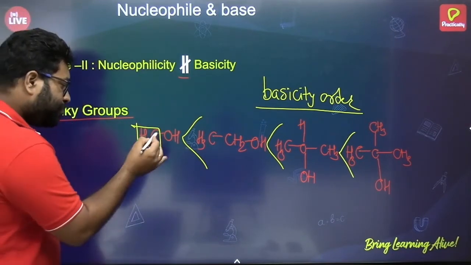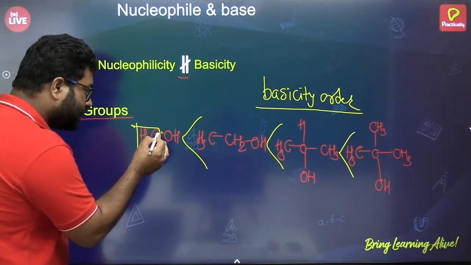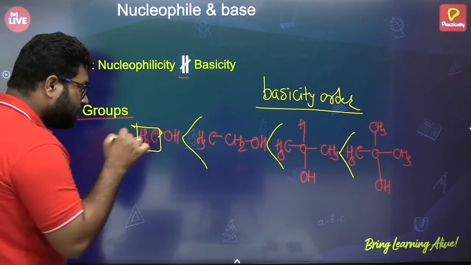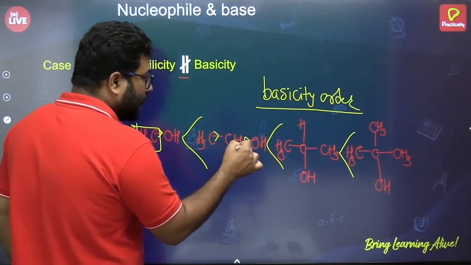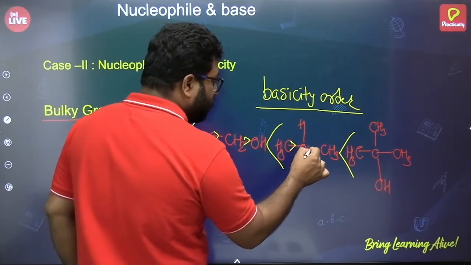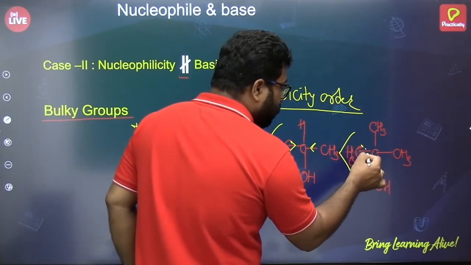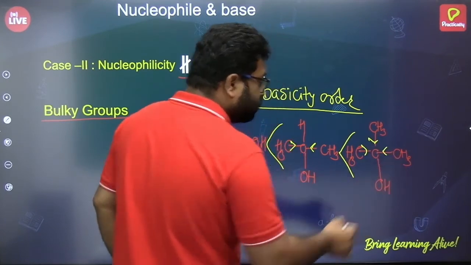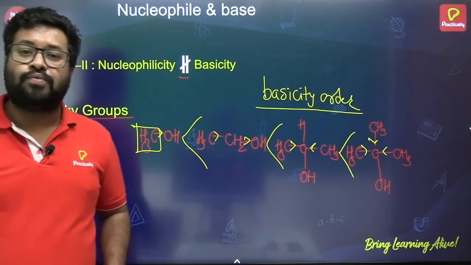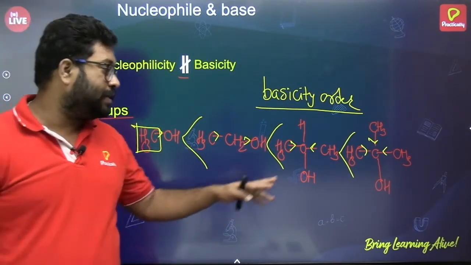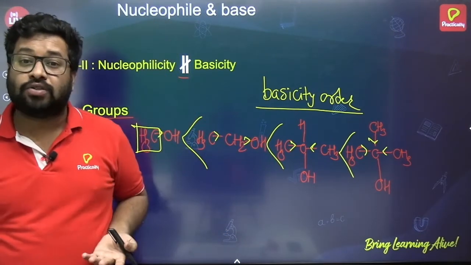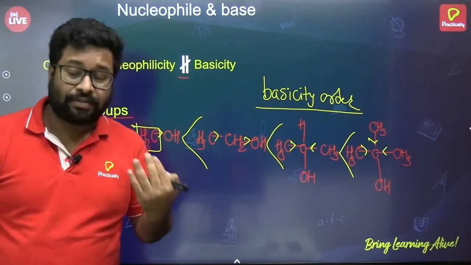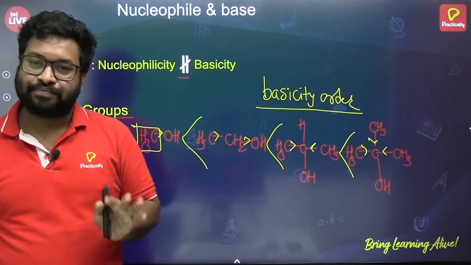And here CH3 is what? CH3 is an electron donating group. Here you have one donating group. Here you have an ethyl group. Here you have two electron donating groups. Here you have three electron donating groups. Three electron donating groups would definitely increase the electron density on carbon, which would then increase the electron density on the OH, consequently increasing the basicity.